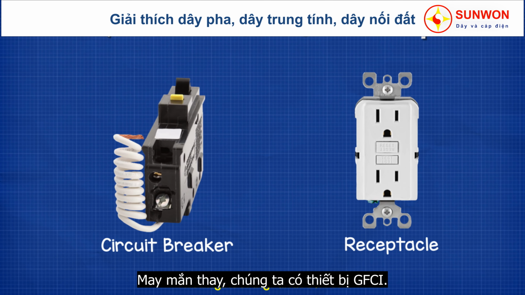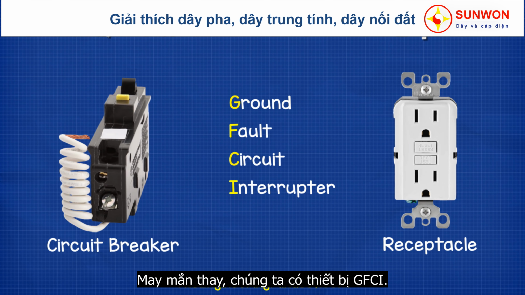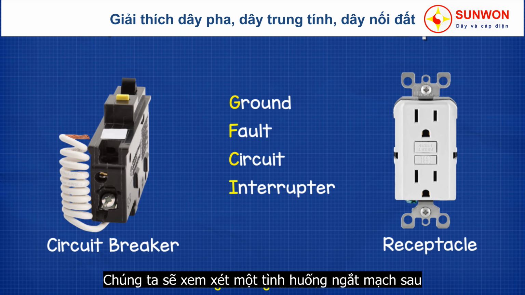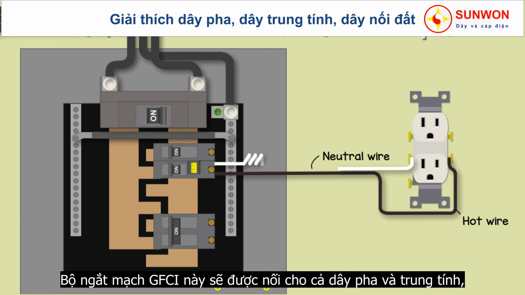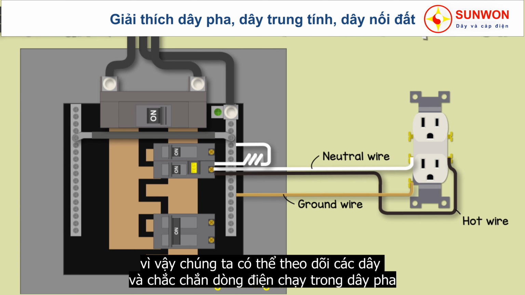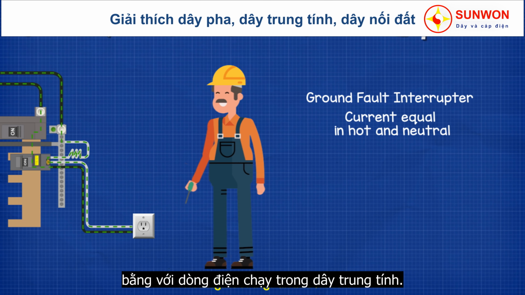Luckily, we have the GFCI receptacle or the GFCI breaker. GFCI stands for Ground Fault Circuit Interrupter. We're going to look at a circuit breaker version, but essentially they're going to work the same. This GFCI breaker is going to be connected to both the hot and the neutral of the circuit, so we can monitor the wires and ensure that the current running in the hot wire of the circuit is equal to the current running in the neutral wire of the circuit.